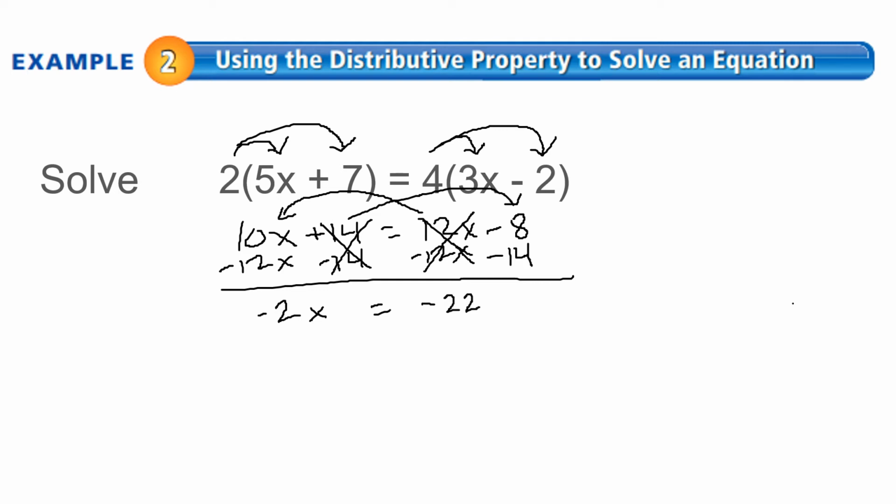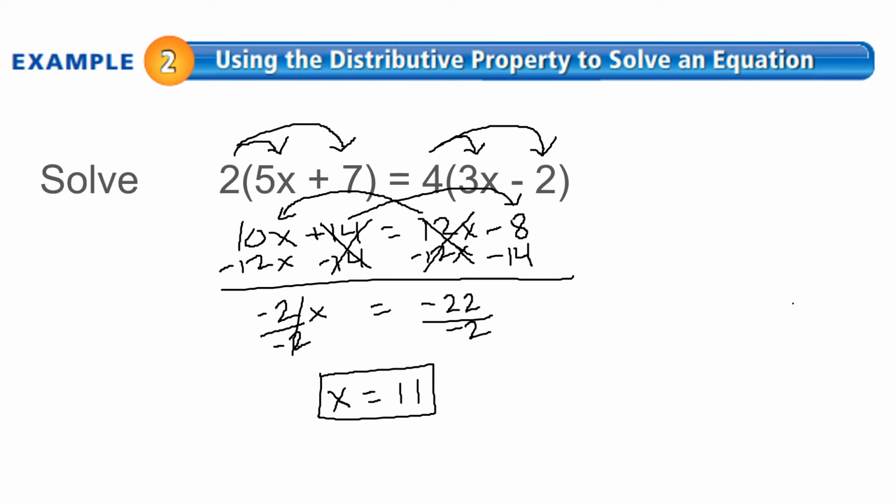And now our last step is to undo the multiplication with its inverse, which is division. So we're going to divide by the coefficient of the variable, which is negative 2, on both sides. That's going to cancel on the left. That's going to give you your answer or solution: x equals positive 11.